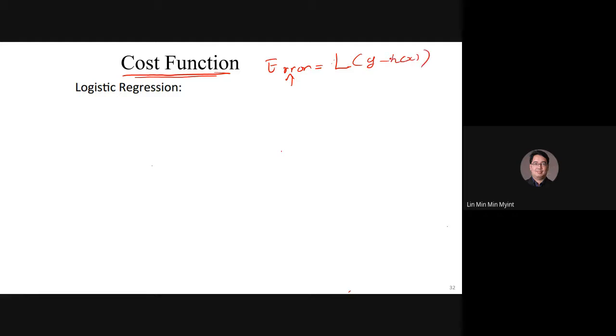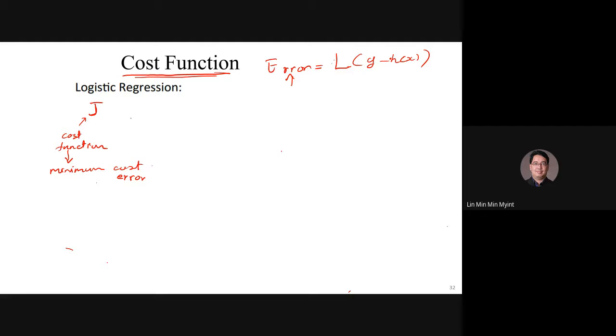One of the cost functions for logistic regression is in here. Let me use J. This means the cost function. Normally in optimization we use a cost function because we want to find the minimum cost, or another term, the minimum error. So that's why it's called a cost function or error function.